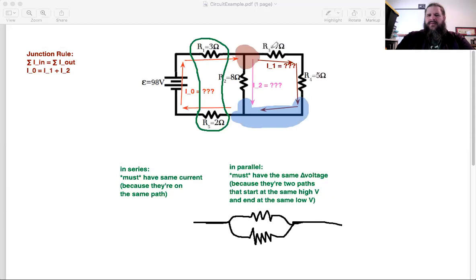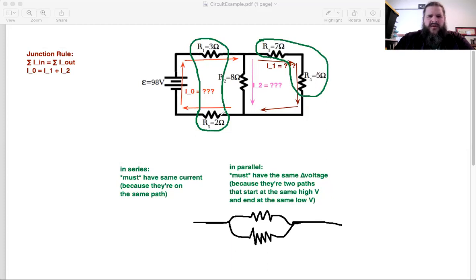And how would you say R3 and R4 are connected to each other? Yeah, R3 and R4 are in series because they are on the same path. If current is flowing through R3, that same current has to flow through R4. There are no other splits. There's nowhere else for the current to go. So R3 and R4 are definitely in series.